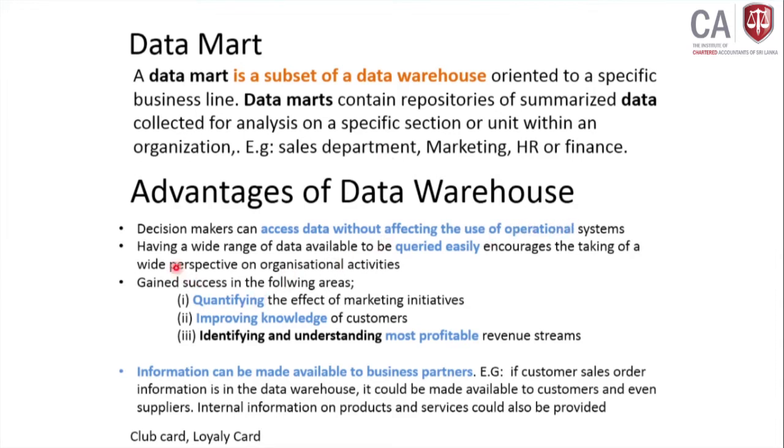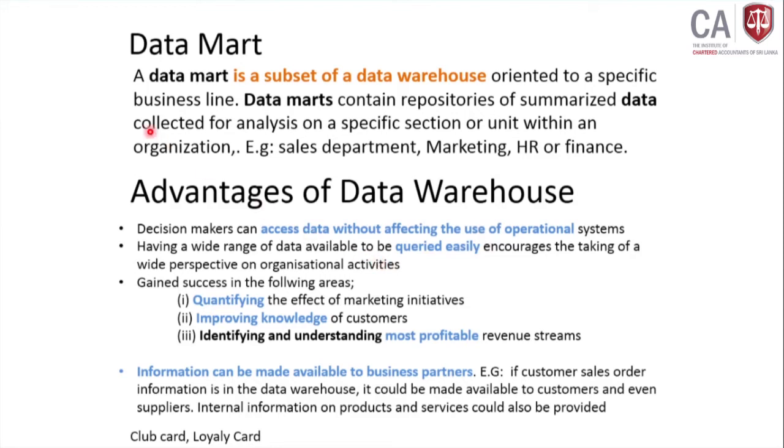What are the advantages of a data mart? Decision makers can access data without affecting the use of potential operational systems. Having a wide range of data available to be queried easily encourages the taking of a wide perspective on organization activities. So, access data without affecting use of operation. When the operation is going on, if you have a data warehouse, you can take data through each of the data marts of the data warehouse, and that does not affect the operation of the system. And also that can be queried very easily.